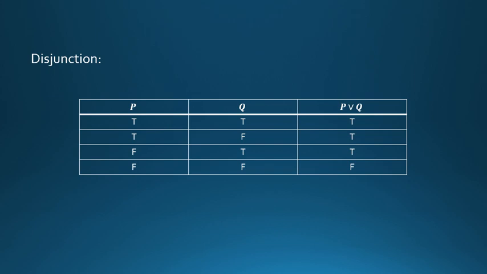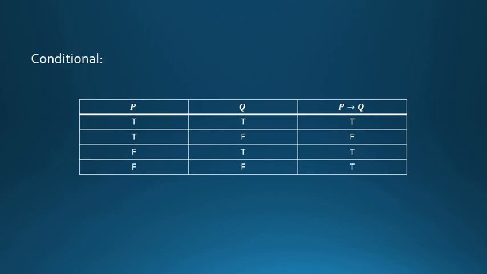Next up is the conjunction. In order for the conjunction to be true, both pieces have to be true at the same time. So again, 4 rows, P, T, T, F, F. Q goes T, F, T, F. And now P and Q are both true, which makes the conjunction true. Every other case of these 3 here, at least one is false, which makes the conjunction false.